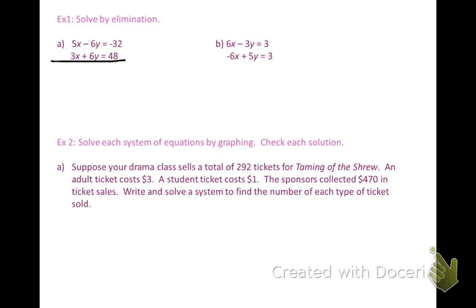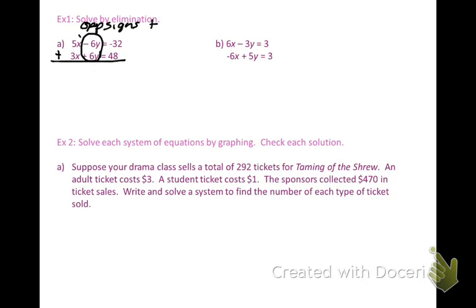Now, we're going to eliminate something. Well, I noticed that the 6y's are the same, except for one thing. One's a negative and one's a positive. If they have opposite signs, you're going to add the two equations together. So I'm going to put a plus sign right here. So watch how it's done.